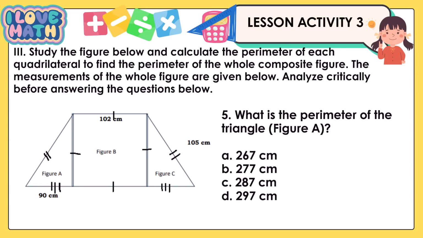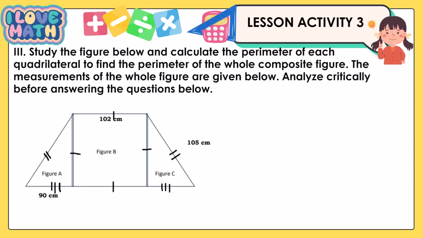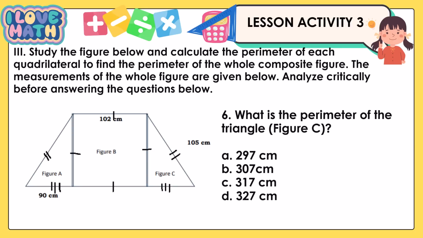Number 5. What is the perimeter of the triangle figure A? Number 6. What is the perimeter of the triangle figure C? Number 7. What is the perimeter of the two triangles?